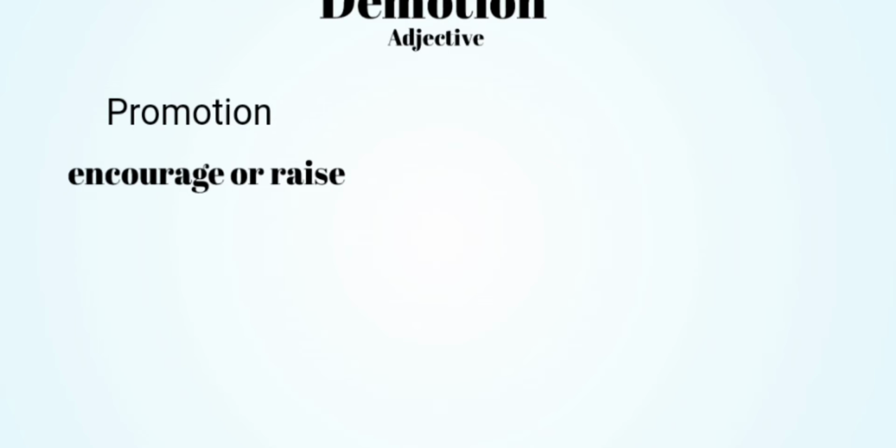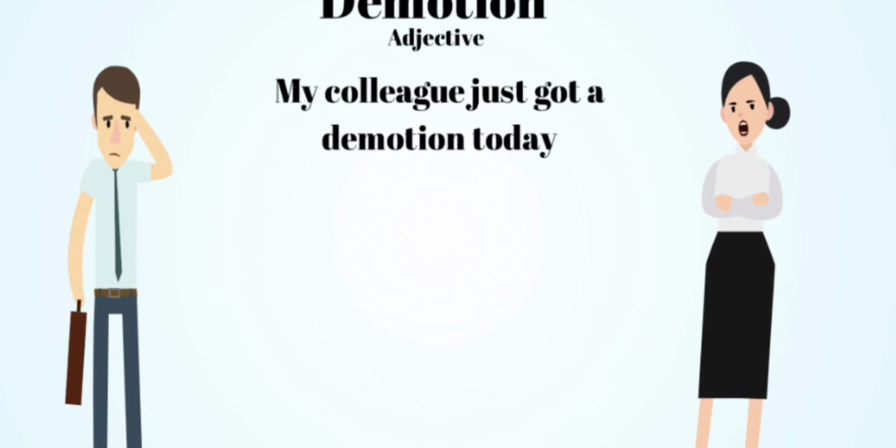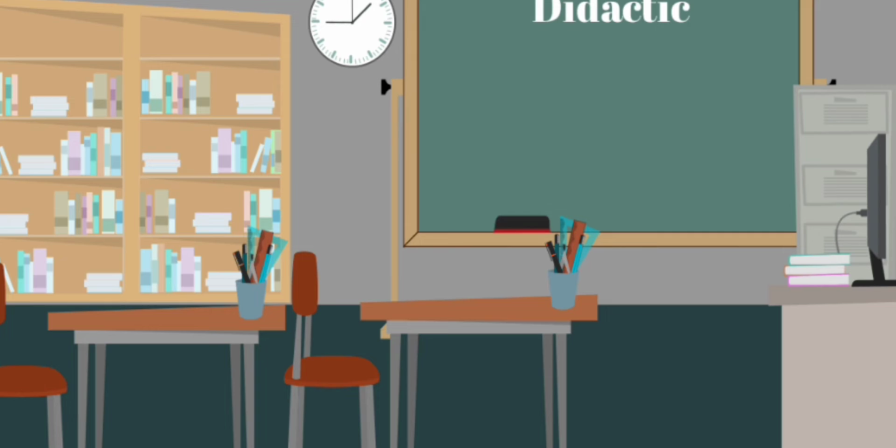Demotion. Demotion is a noun, so it is often used in sentences. And while promotion means to encourage or raise, demotion means the opposite. Demotion means to reduce a rank or status. An example of it in a sentence would be, "My colleague just got a demotion today." It's unfortunate how it can't be used in a nice way, but that's okay.